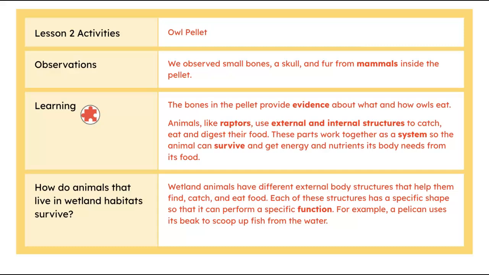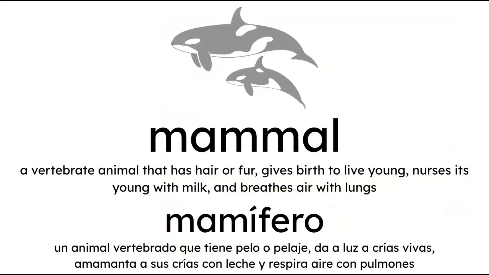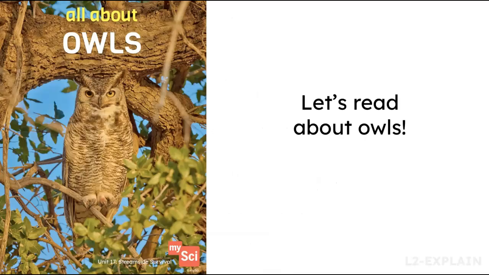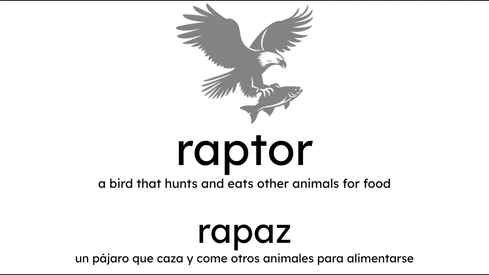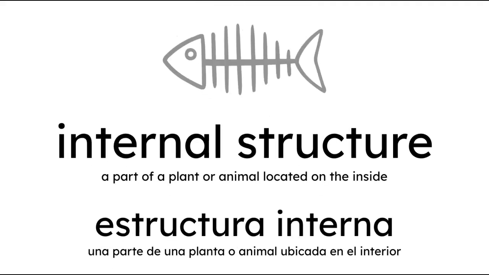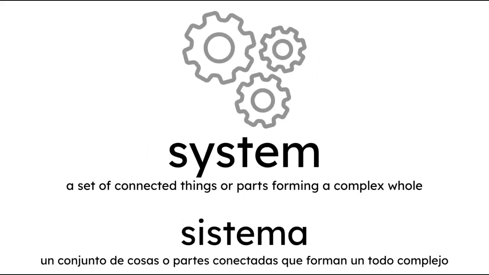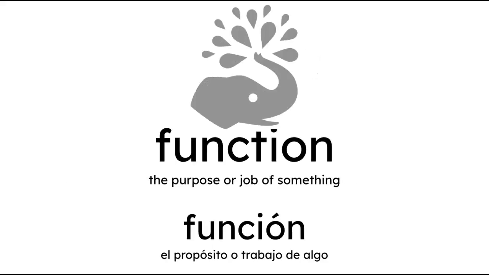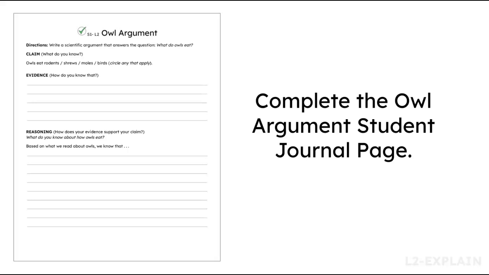By the end of the discussion, students should understand that wetland animals have different external body structures that help them find, catch, and eat food. Each of these structures has a specific shape so that it can perform a specific function. During the discussion, you can post the mammal vocabulary card. You'll then have students read all about owls and discuss the raptor, external structure, internal structure, system, and function vocabulary cards. You'll then have students complete the Owl Argument student journal page.